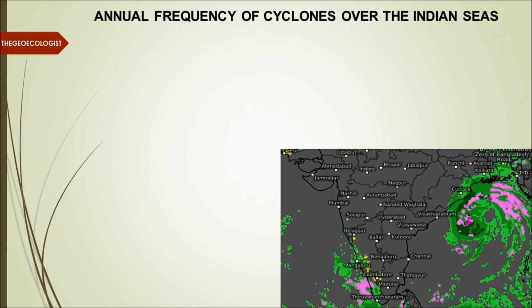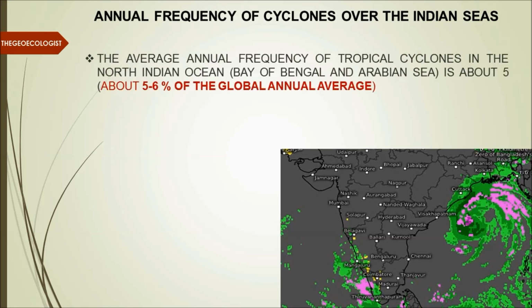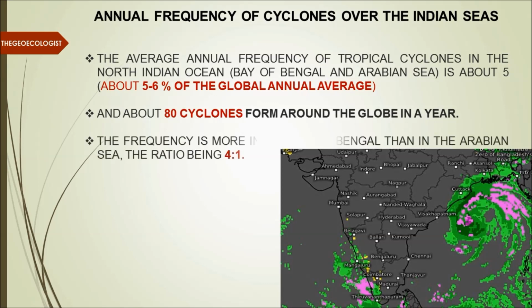Now, let's look at the annual frequency of cyclones over Indian seas. The average annual frequency of tropical cyclones in the North Indian Ocean, that is the Bay of Bengal and Arabian Sea, is about 5 to 6% of the global annual average, which is about 80 cyclones around the globe in a year. So remember, that is the statistic in comparison to the world average. The frequency is higher in the Bay of Bengal than in the Arabian Sea, and the ratio is 4:1. So remember this 4:1 ratio. If there is 1 occurrence in the Arabian Sea, there are 4 in the Bay of Bengal. So the Bay of Bengal is more frequent in terms of cyclone occurrence.